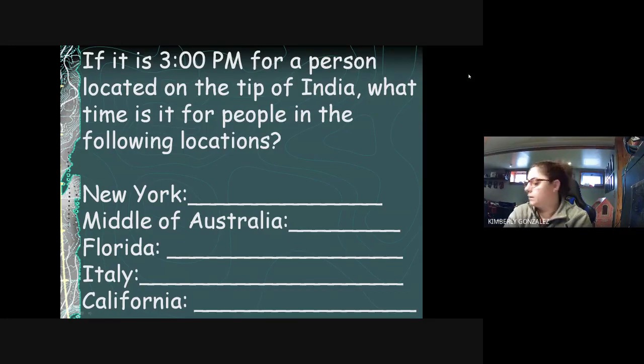Okay, for those of you who are still at school, who just jumped back in, hopefully you're still there. Basically, we're doing time zones. Time zones are based on where you are in the world, based on your line of longitude. For every 15 degrees longitude you move in either direction, the time changes.